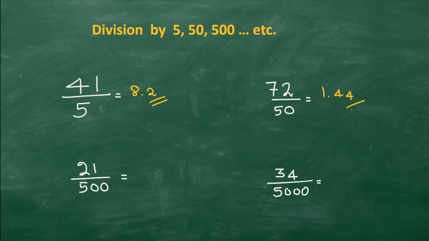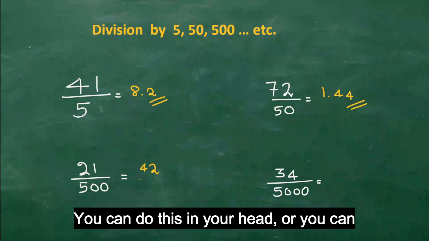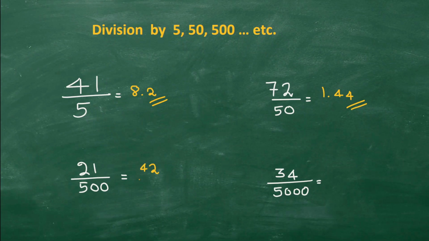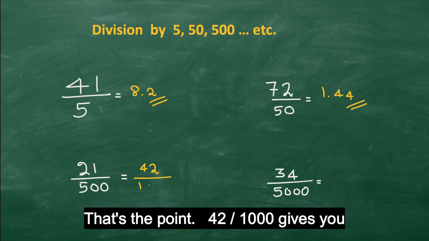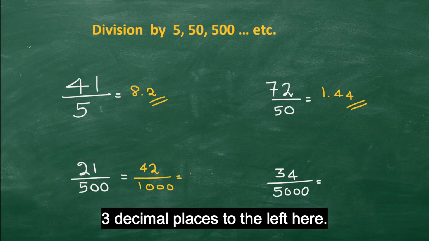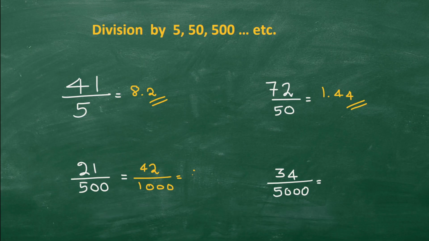Next one. Double 21 is 42. You can do this in your head or you can write it. Either way is fine. Either way, it's much faster than doing the long division method. That's the point. 42 divided by 1000 gives you 3 decimal places to the left here. 0.042.